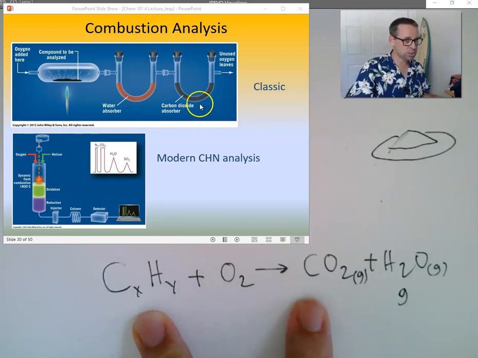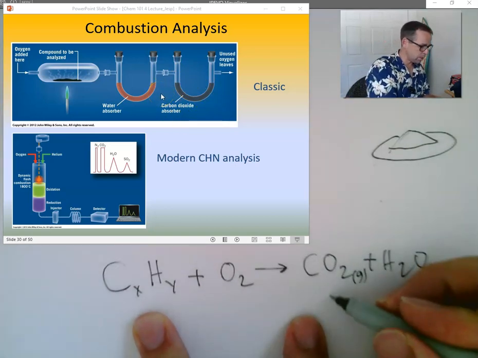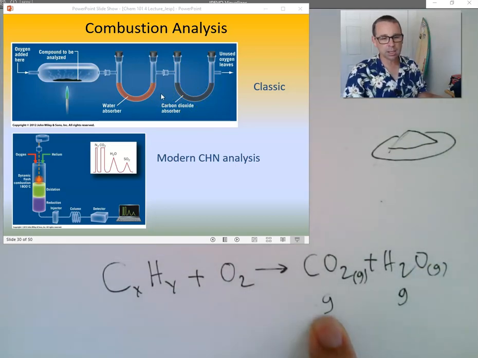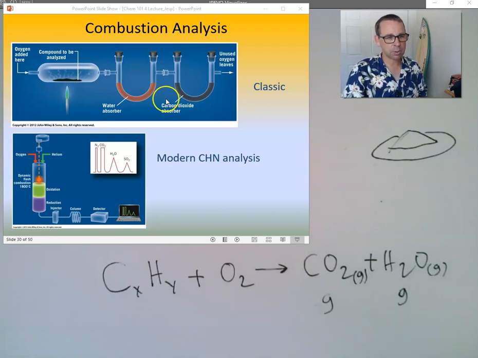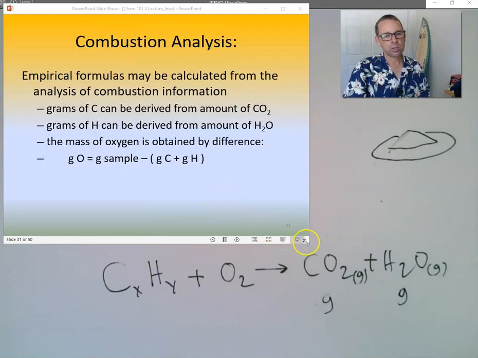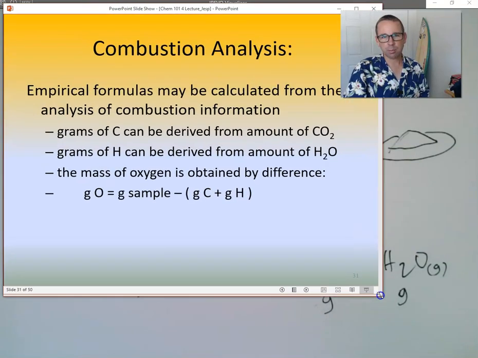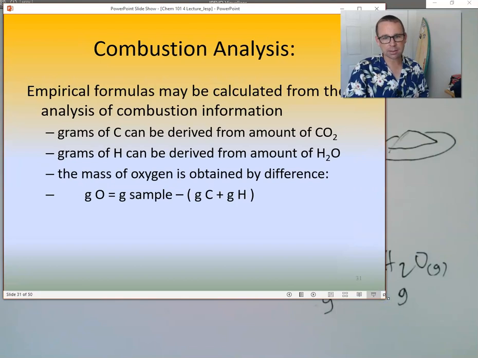And then you can do the same thing with this U-tube over here, and it'll tell you the grams of carbon dioxide that came off of this process. Okay? You can also do a very similar type of thing nowadays and find out different amounts of not just carbon and oxygen, not just carbon dioxide and water, but also other elements. Okay? So, we call this a combustion analysis.